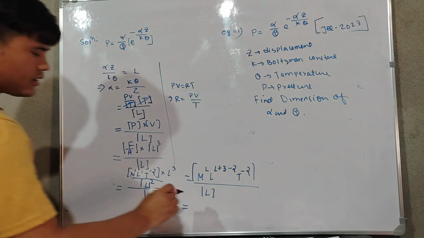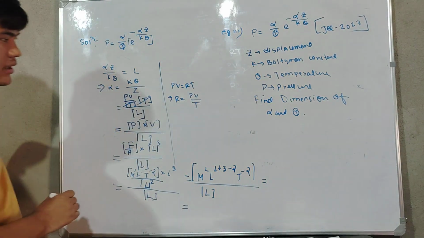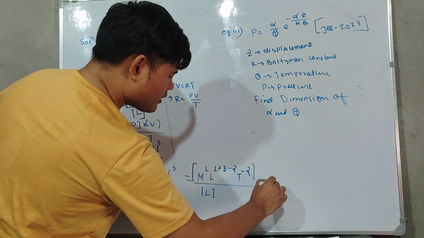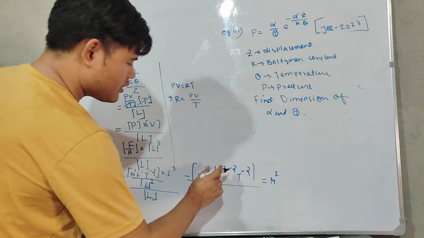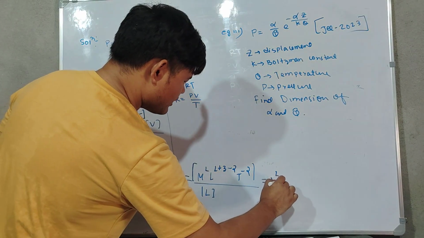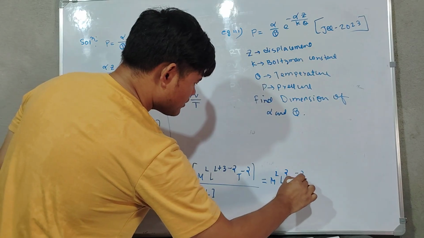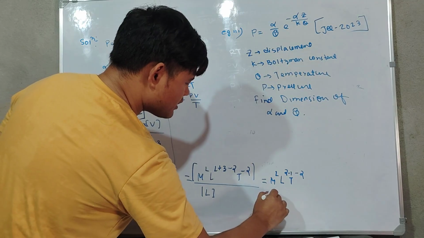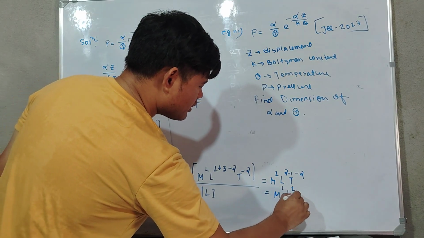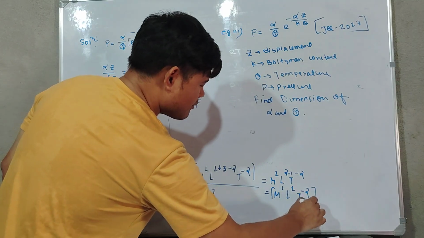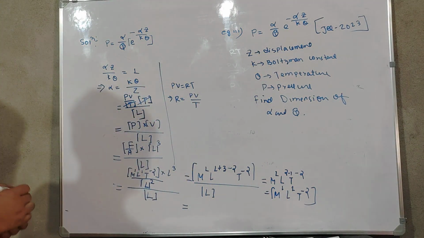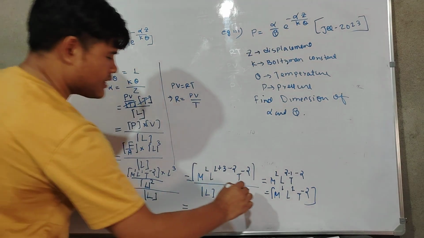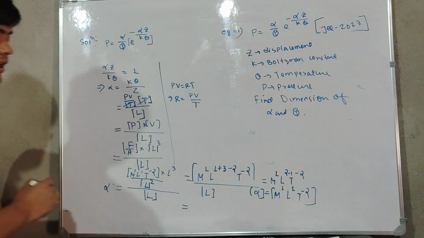Next, what can we write? It will be M1 and then L to the power 4 minus 2, L to the power 2, T to the power minus 2, and when this L will go up, then it will be minus 1 here. So that means M1 L1 T to the power minus 2, same as the dimension of force, right? So this is the dimension of alpha.